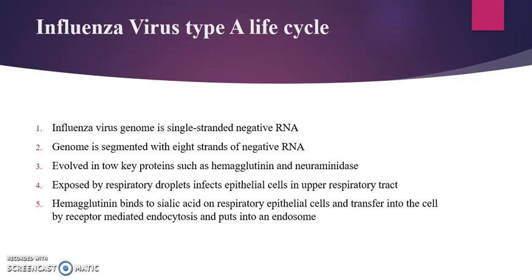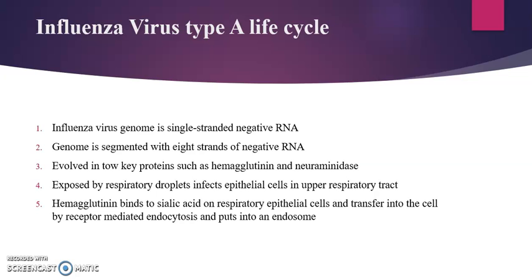Influenza virus type A life cycle. The influenza virus genome is single-stranded negative-sense RNA. The genome is segmented, with 8 strands of negative RNA, involving two key proteins: hemagglutinin and neuraminidase. Exposure by respiratory droplets infects epithelial cells in the upper respiratory tract.